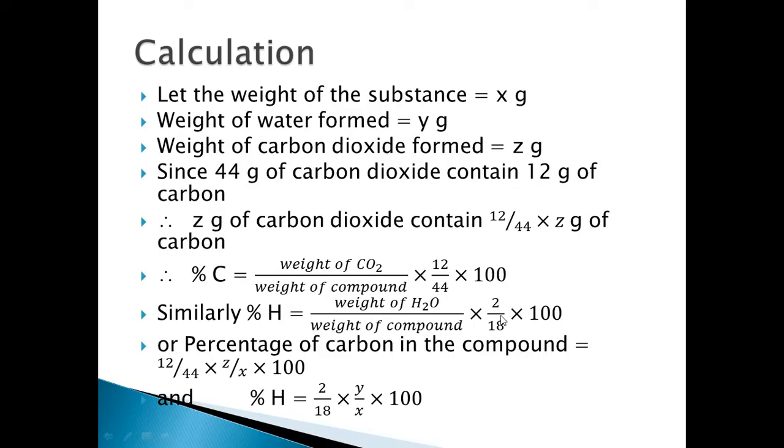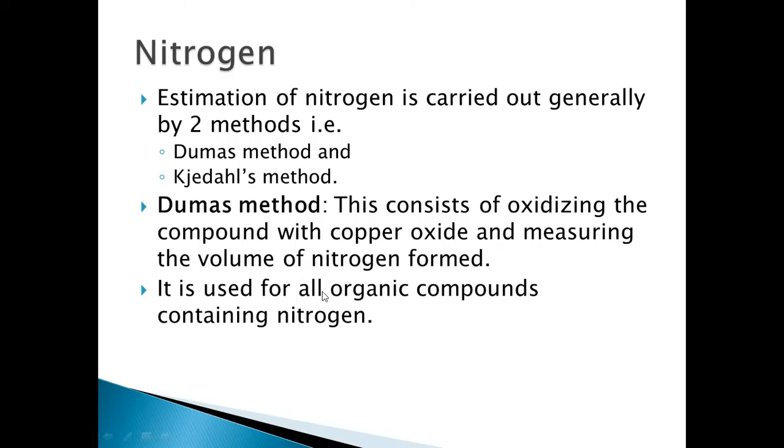We know that the molecular weight of water is 18 and we have 2 moles of hydrogen in water. That's why you have 2 divided by 18 multiplied by 100. That will give you the percentage hydrogen. And this can be represented in this formula as you can see. This is for percentage carbon, and percentage hydrogen is given by this formula.